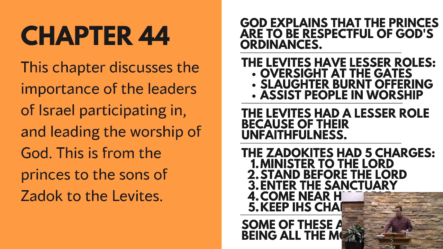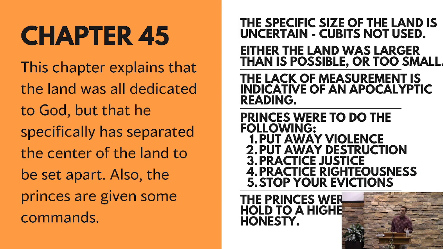There's a lot of other really interesting details about chapter 44, including some of the clothes that they wear, some of the rules and the laws they were to follow regarding marriage even. The marriage rules in 44 are more pronounced and difficult to follow than they are in the old law. So that's another interesting tidbit there. Chapter 45 goes over the land that was dedicated to God. And so 45 deals specifically with the holy district, the portion for the prince.